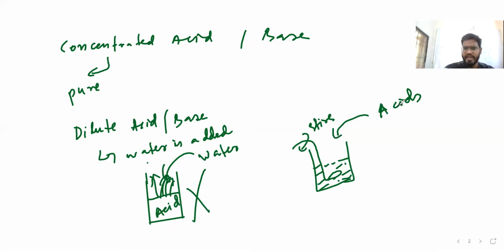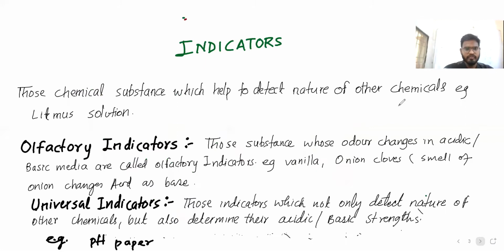First we will put water, and then on that we will slowly put the base, right? And we'll stir it slowly also. Fine. Now indicators, it is easy for me to teach because everything is written here. Indicators are those chemical substances which help to detect the nature of other chemical substances. An example is litmus solution. We'll see litmus solutions also.